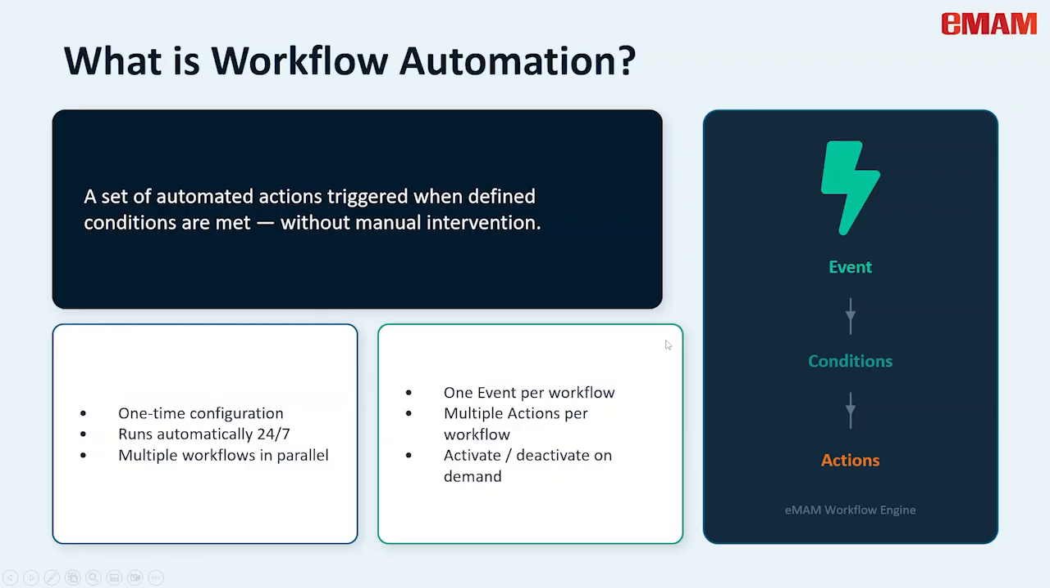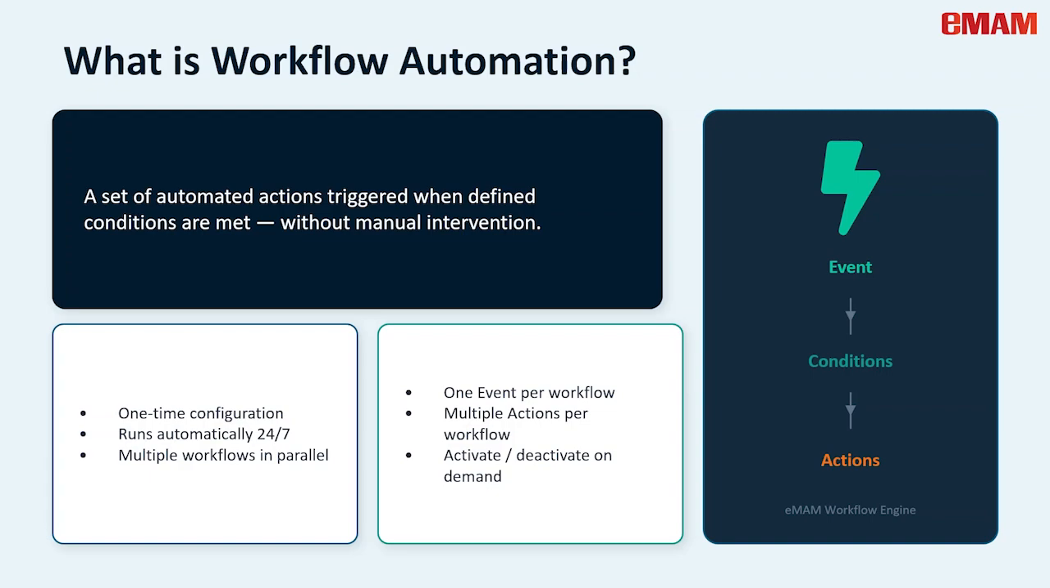So what is workflow automation in eMAM? At its core, it's a set of automated actions that fire when certain conditions are met, without anyone having to lift a finger. You configure it once, and it just runs 24/7 in the background. You can have multiple workflows running in parallel, each one doing its own thing.